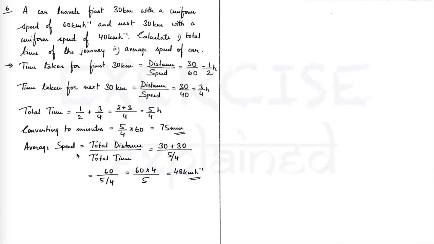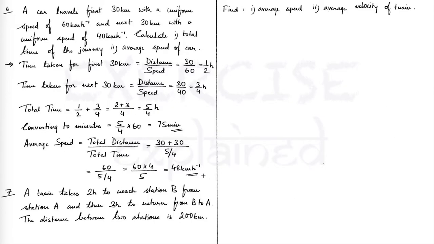Now we need to find average speed. So for finding average speed, we will be using the formula total distance traveled divided by total time taken. So total distance is 30 plus 30 because here it is given in the question, it is 30 kilometers and then again 30 kilometers. So 30 plus 30 divided by 5 by 4. So we get it as 60 divided by 5 by 4. This 4 goes off to the numerator and we get 60 into 4 divided by 5. So 5 and 60 cancels, that is 12 times, and we get it as 48 km per hour.